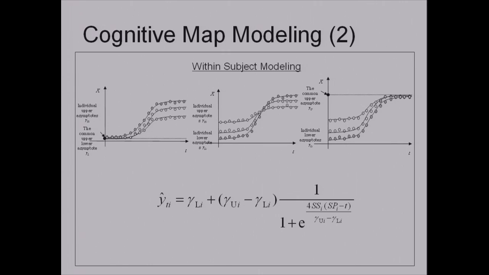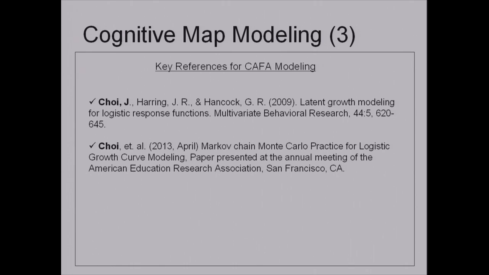This kind of variation and change over time can be estimated by four-parameter logistic growth modeling, and there are some papers and references I'm working on. Especially two days ago, I proposed a particular methodological approach for evaluating this kind of CAFA system in a logistic growth modeling framework. All right.